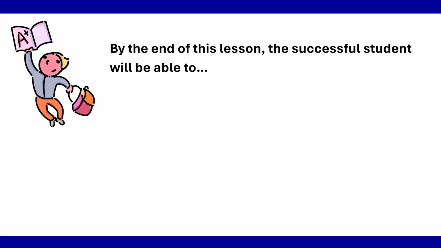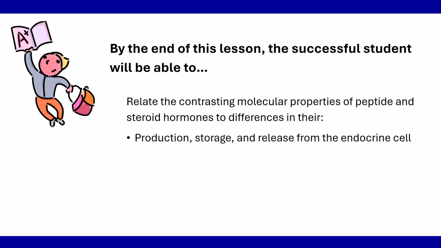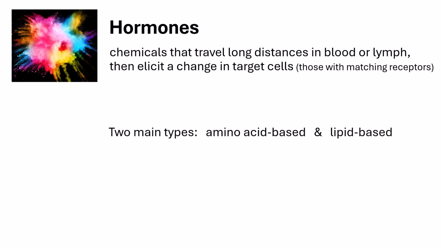By the end of this video, the successful student will be able to relate the contrasting molecular properties of peptide and steroid hormones to differences in their production, storage, and release from the endocrine cell, transport in the blood, and receptor locations within target cells.